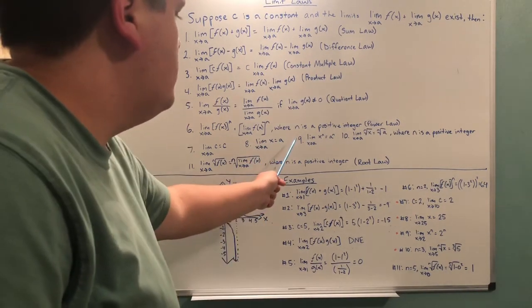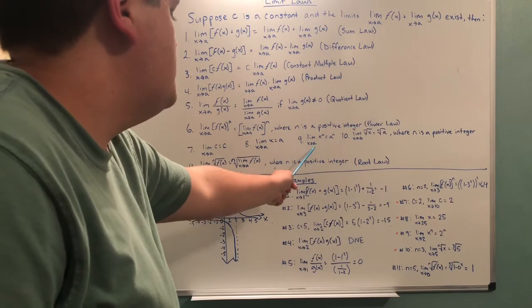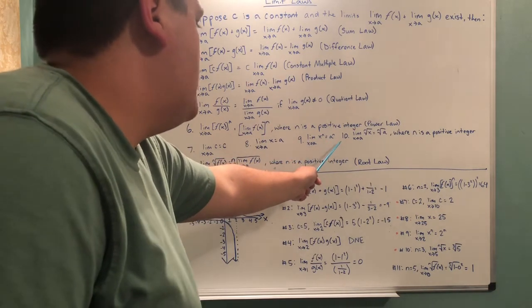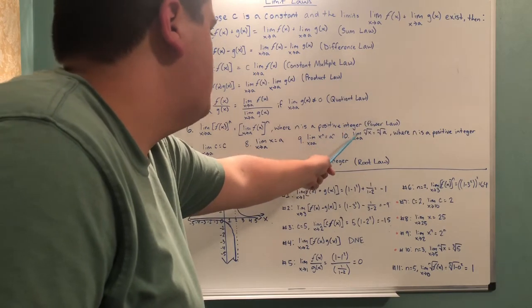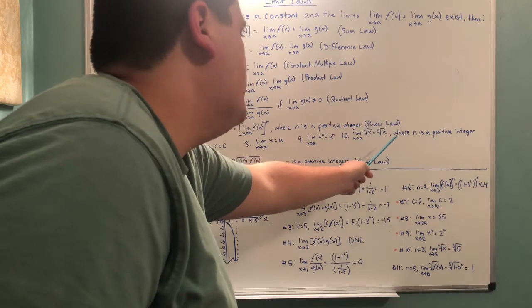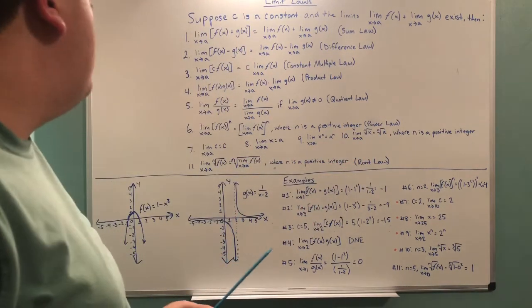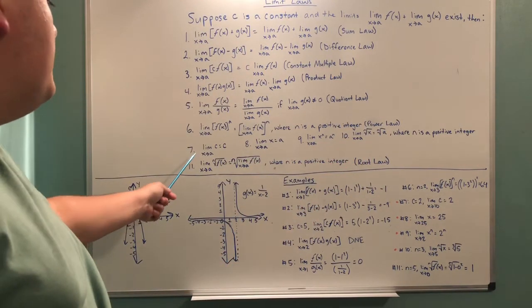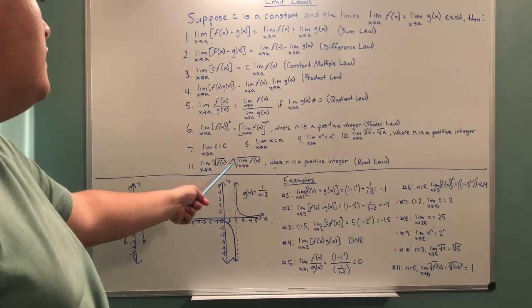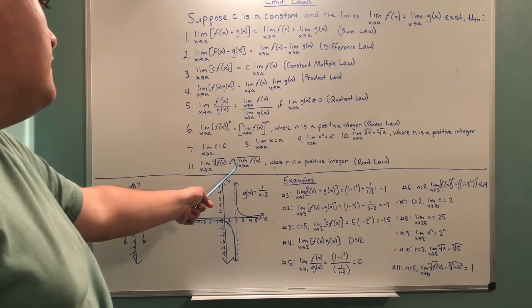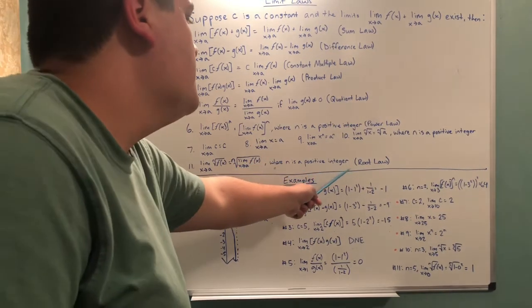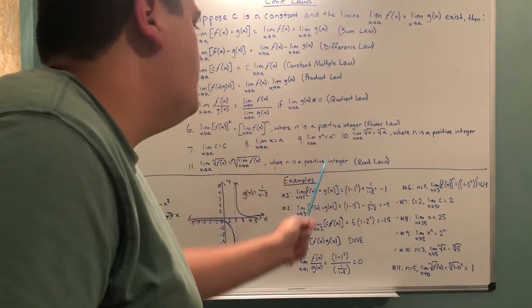For our ninth law, we have the limit as x approaches a of x to the n is equal to a to the n. For our 10th law, we have the limit as x approaches a of the nth root of x is equal to the nth root of a, where n is a positive integer. And finally, for our 11th law, we have the limit as x approaches a of the nth root of f of x equal to the nth root of the limit as x approaches a of f of x, where n is a positive integer. This is also known as the root law.